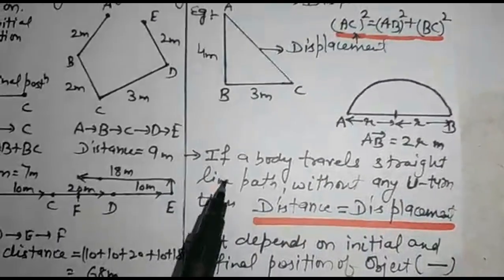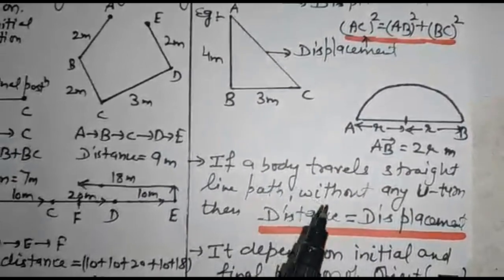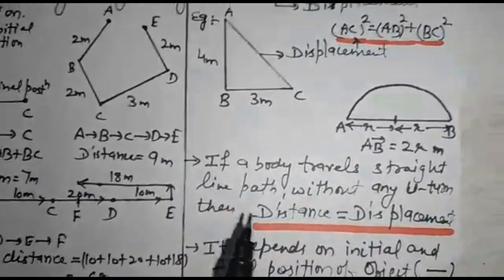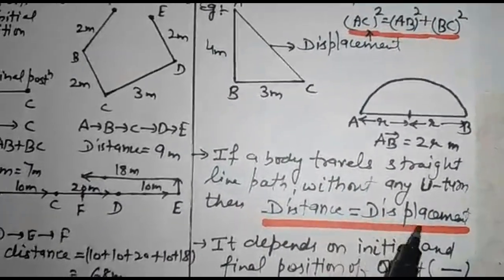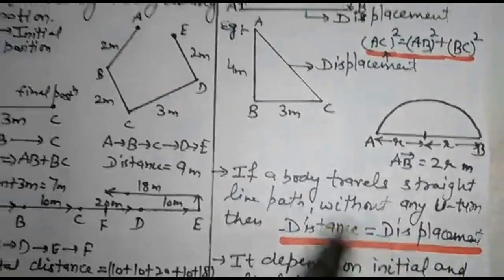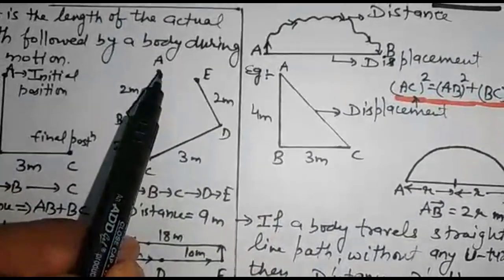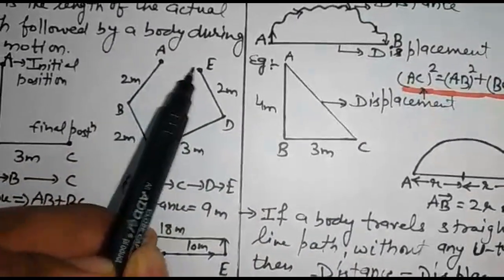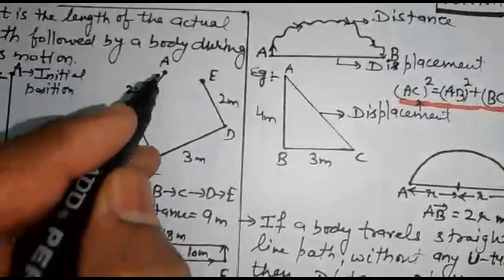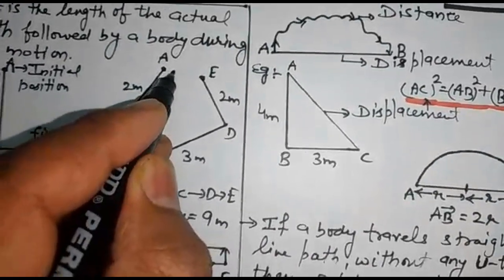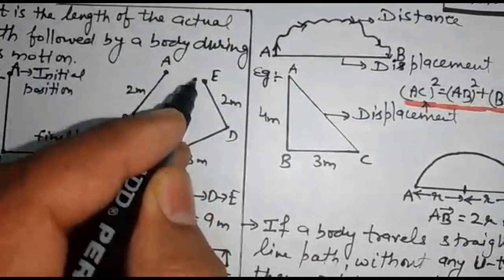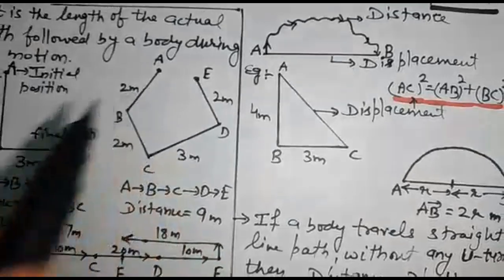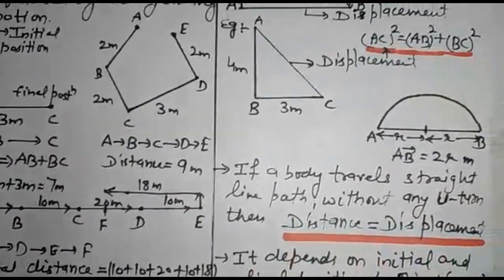So if a body travels a straight line path without any U-turn, then what happens? Distance will always be equal to displacement. Here also I can easily calculate by simply drawing a straight line path here. If I draw a straight line path here, I can easily find the distance or displacement of this, A to E.